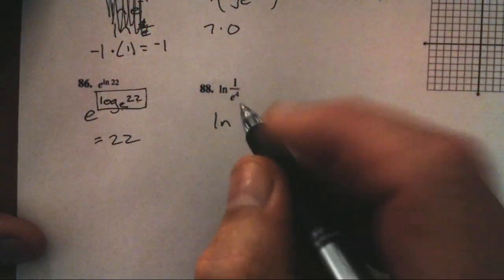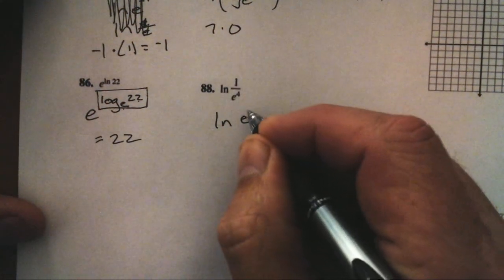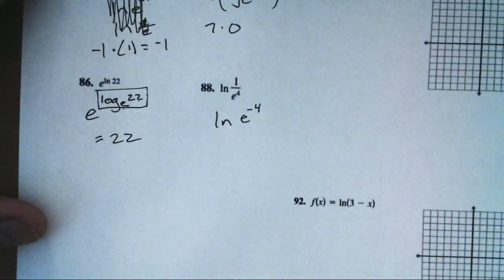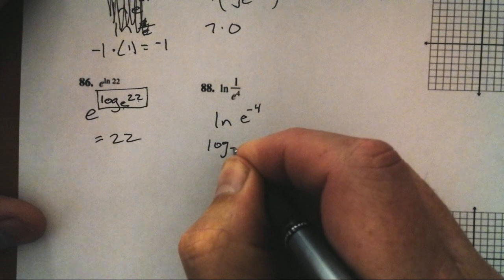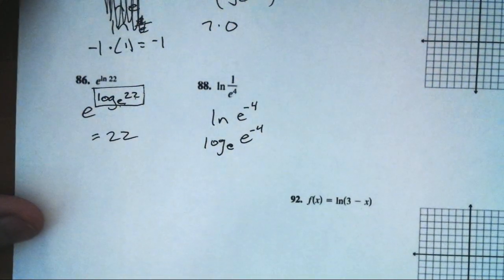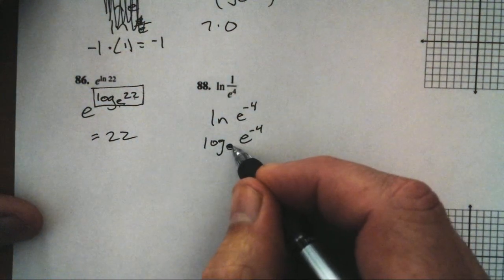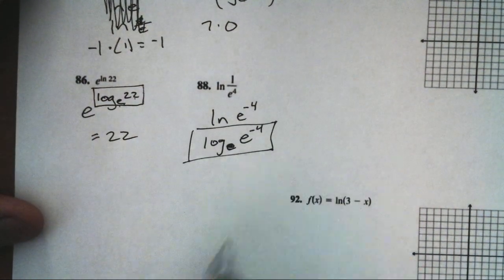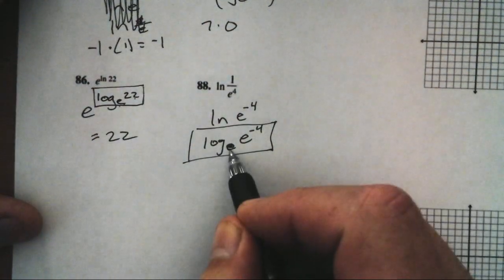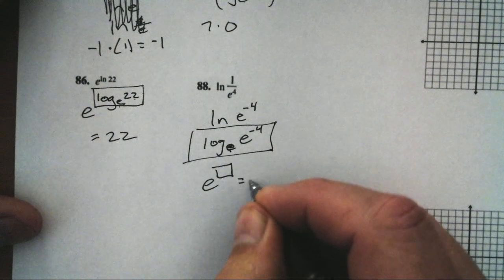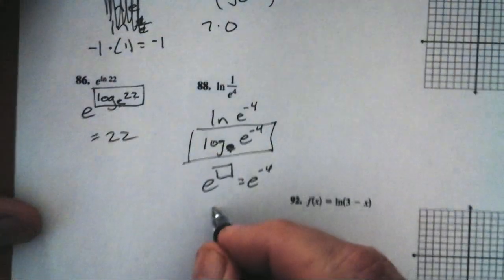Okay, how about this one? ln. I'm going to call this ln of e to the negative 4th. Same thing. Or if you like, log base e, because we're just learning, of e to the negative 4th. If we read this instead of in log language, by the definition of log, we would say this whole thing is the exponent that turns e into e to the negative 4th. What is the exponent that turns e into e to the negative 4th? Well, negative 4.